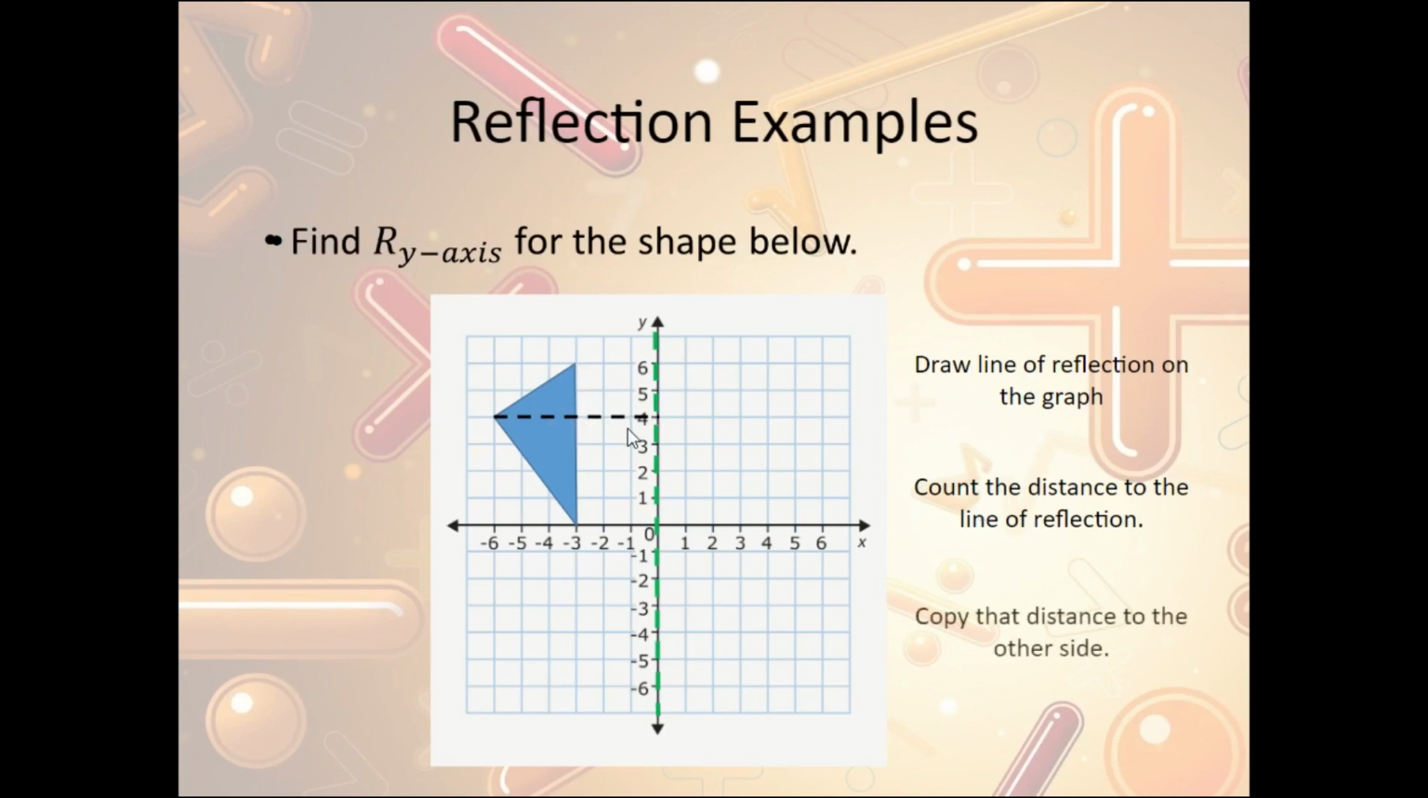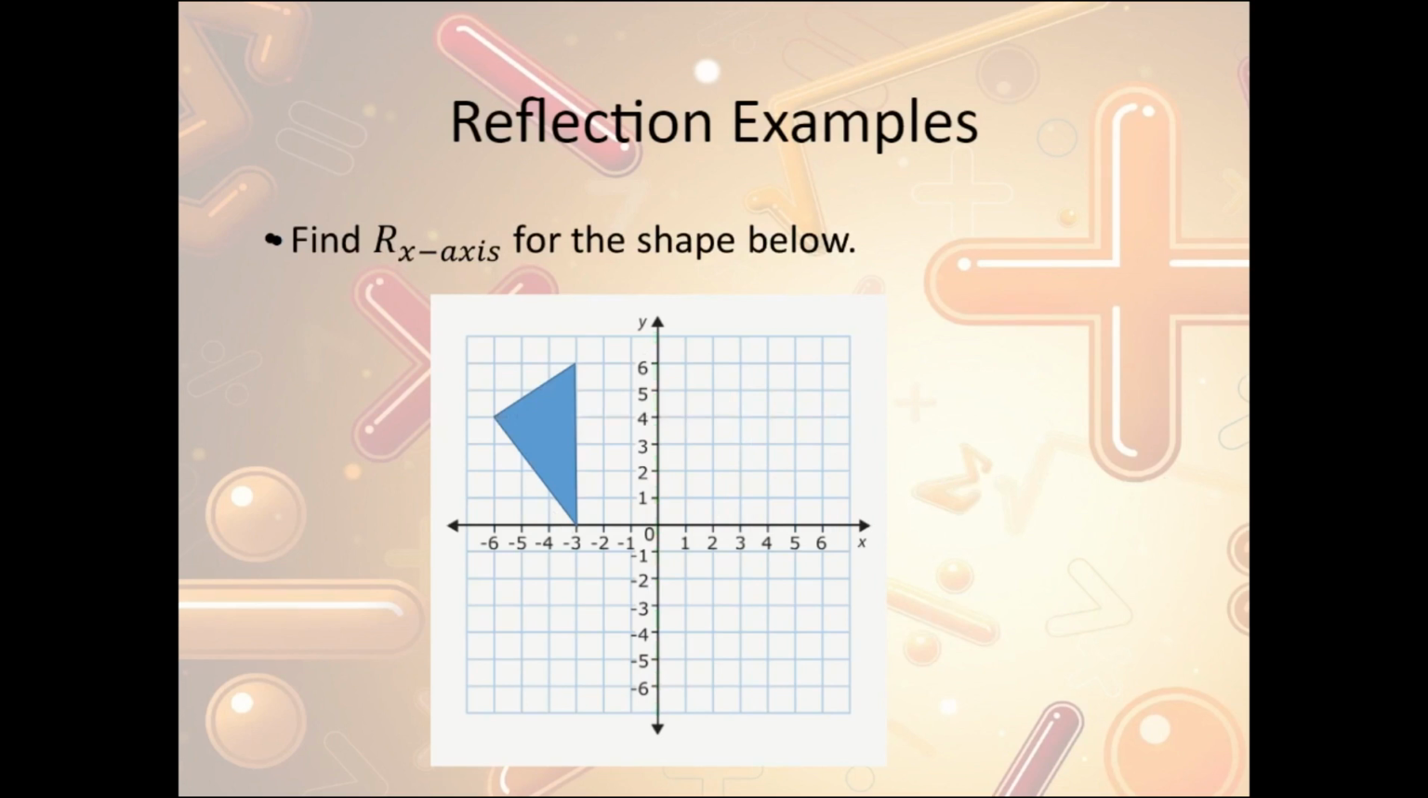And we're going to copy that distance to the other side. So over here, we go 1, 2, 3, 4, 5, 6 away, and plot our point. Then we do it for each of the other points. So here, this one, 1, 2, 3 away. So we go 1, 2, 3 away on this side. And then the same thing here, 1, 2, 3 away on this side. And then we just draw our triangle. And notice we have two triangles that are exactly the same size.